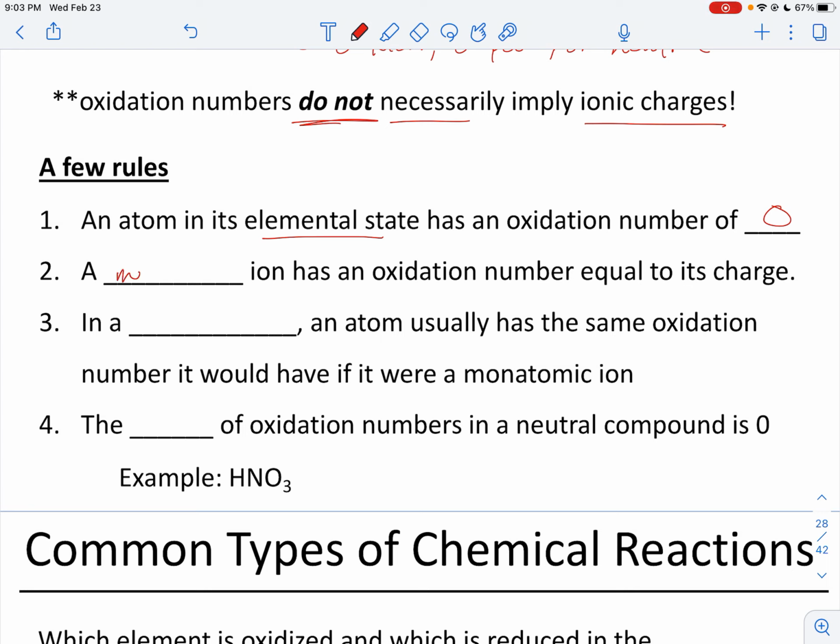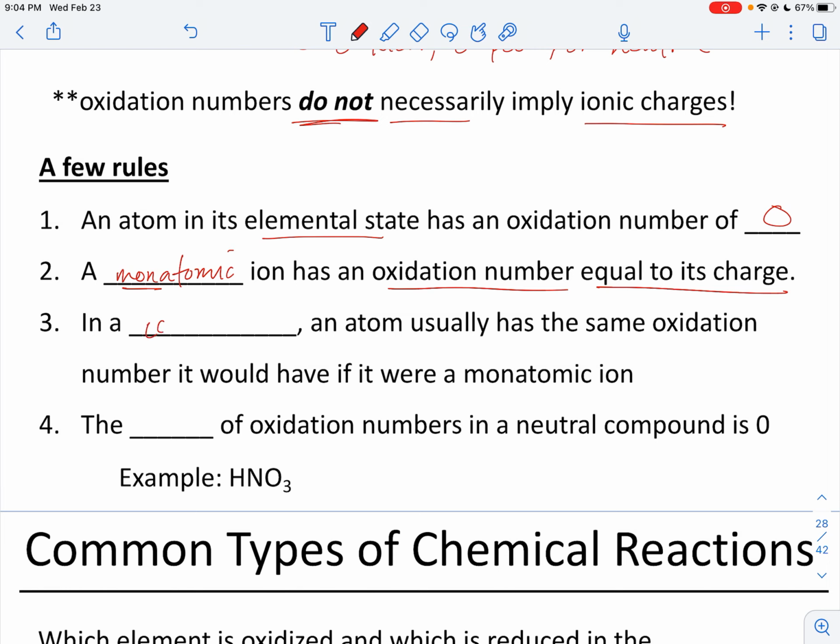Next rule is a monatomic ion. Mono, but remember we dropped the O and just write monatomic, means an ion that's like by itself. Okay, a monatomic ion, one atom ion, and so it's not a polyatomic ion. A monatomic ion will have an oxidation number equal to its charge. So again, this is just reiterating what I've said, that oftentimes oxidation numbers will perfectly match ionic charges.